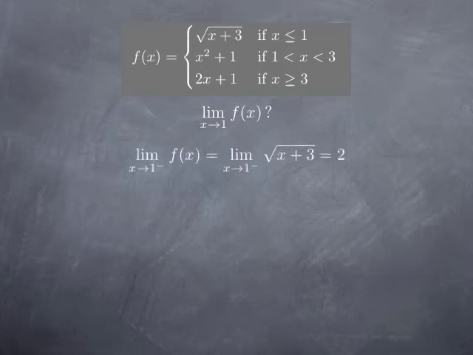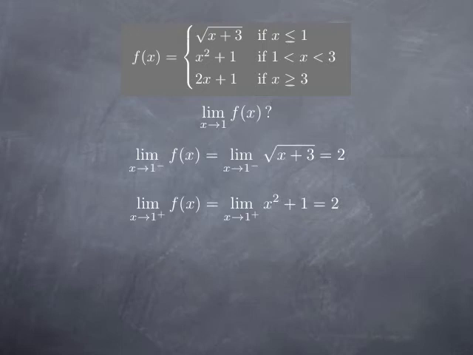From the left, when x is less than 1, the function coincides with the function root of x plus 3. When x is approaching 1, x plus 3 is approaching 4, and therefore root of x plus 3 is approaching 2. On the other hand, from the right, when x is greater than 1, f coincides with the function x squared plus 1. Remember that we're looking at the limit at 1 from the right. That means x is greater than 1, but close to 1. If it's close to 1, it is in particular less than 3, or at least we can assume that x is less than 3.